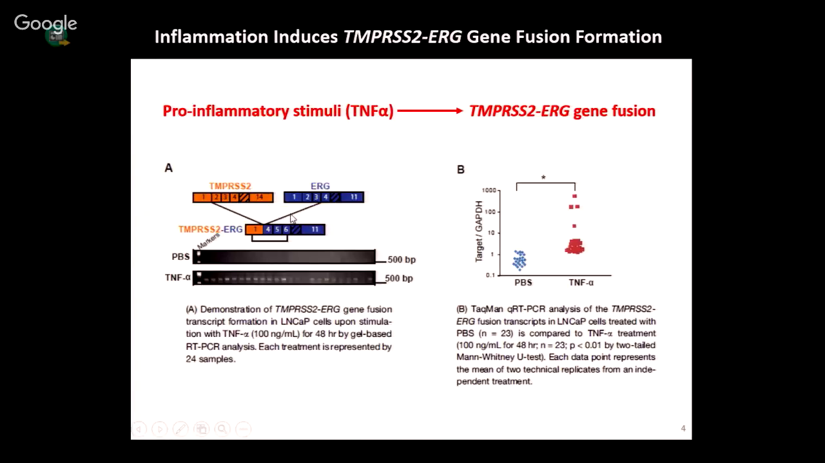Because here is the normal TMPRSS2, and here's the ERG. So you can see that in the TMPRSS2, only exon 1 is fused with the ERG exons 4, 5, 6, and 11. So I think the function may just be depleted, and there may not be a normal protein with function.